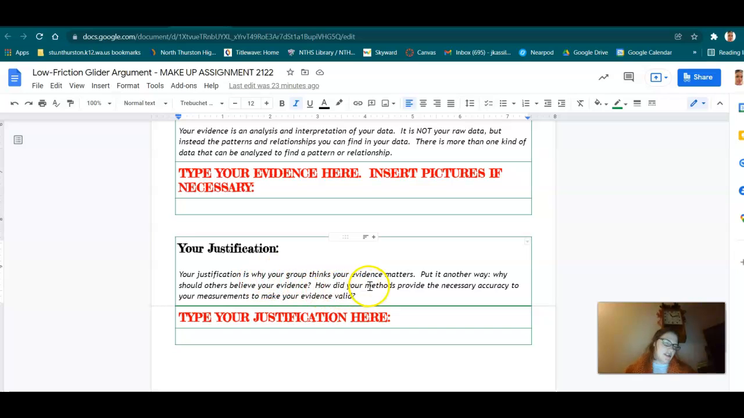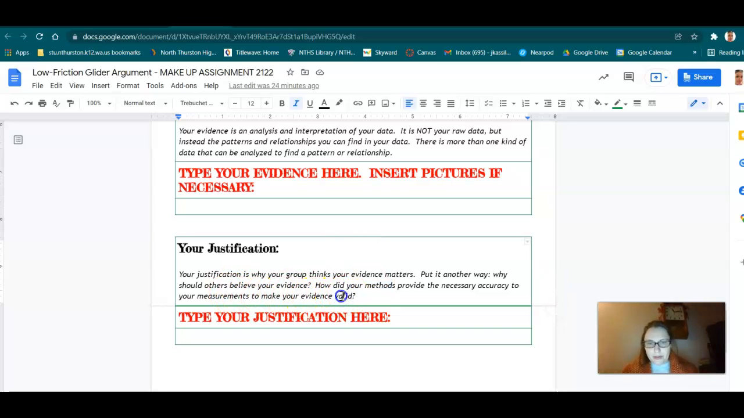But your justification, this is the hardest part to explain, but why should I believe you? Why is your evidence good? And remember, in this case, your evidence isn't just the numbers that you measured with a stopwatch in the simulation. You did a bunch of math. You did some graphing. Can you justify why that was good work that you did there? Why that is evidence instead of just your raw numbers? How did your methods, how did the things that you did provide accuracy to make your measurements valid?